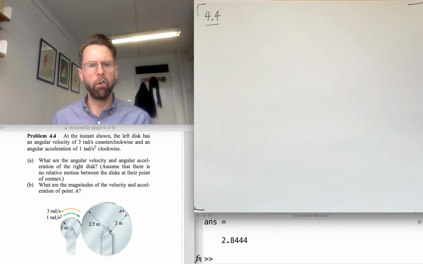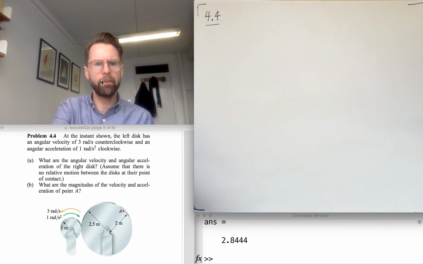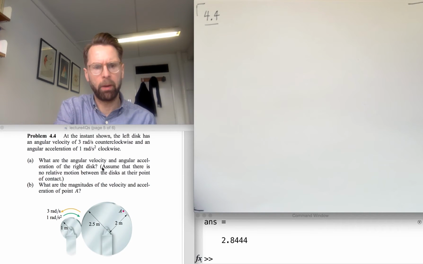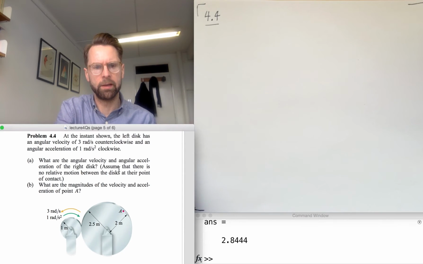Question 4.4 is the last one we're going to go through for this lecture. It shows us two discs, and these two discs are rotating, and the key part of the question is that it says assume that there is no relative motion between these discs at their point of contact.